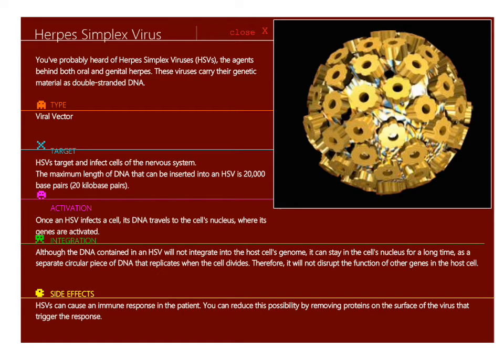HSV, herpes simplex virus, is the next viral vector. It is the cause of oral and genital herpes, and the genome is double-stranded DNA. The target is quite specific. HSV targets and infects cells of the nervous system only, and the maximum length of DNA you can insert into HSV is 20,000 base pairs.